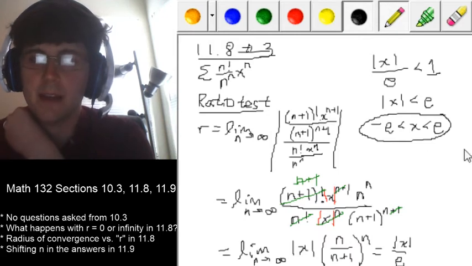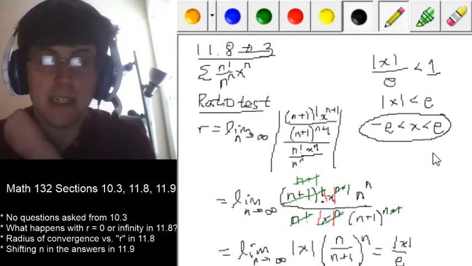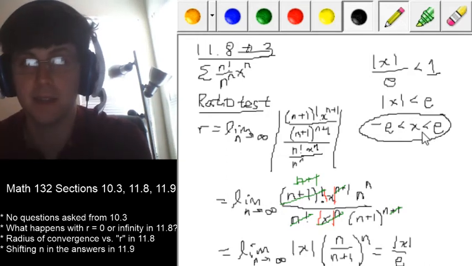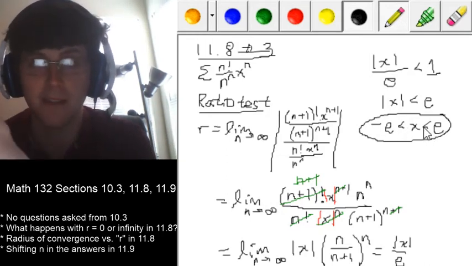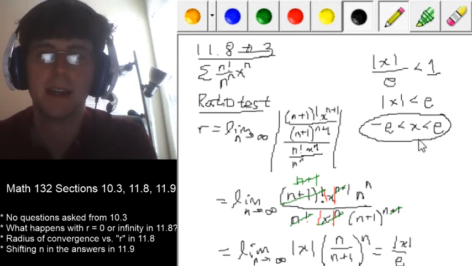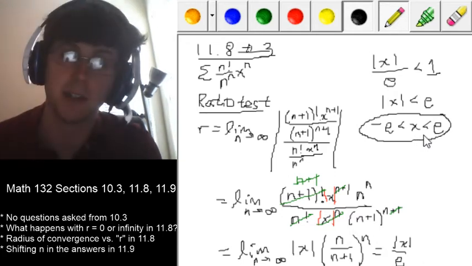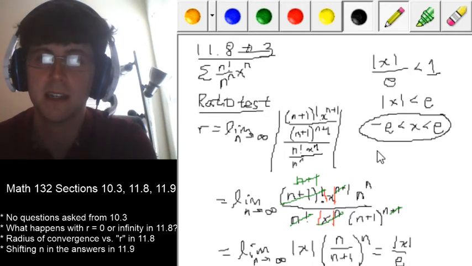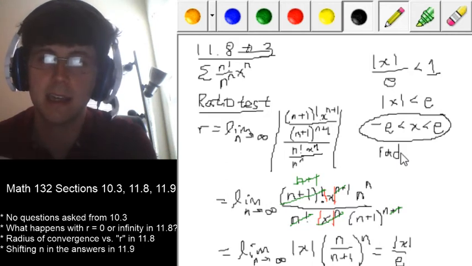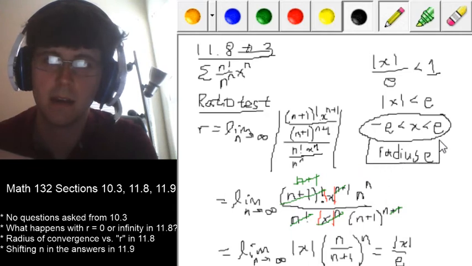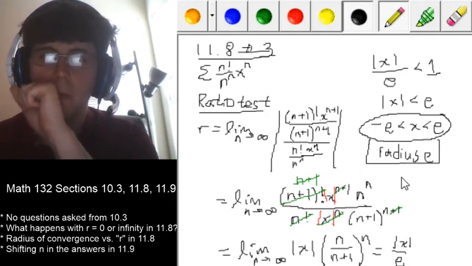One more thing, there's a question about the radius. Remember that the radius of convergence is just the radius of this interval. And if anybody ever asks you the radius of anything, you say, okay, where's the middle of the thing? The middle of this interval is 0. And then how far is it from the middle to the edge? It's e from the middle of this interval to the edge. So the radius is e. And that should do it.